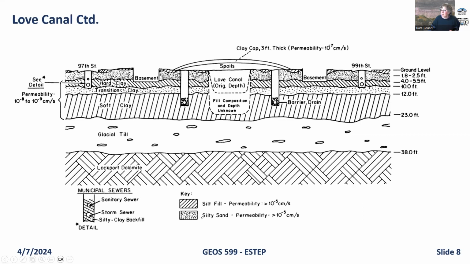There are clays above the material here. And then what you'll notice is it goes down through glacial sediment into a dolomite. So that's what it looks like now.